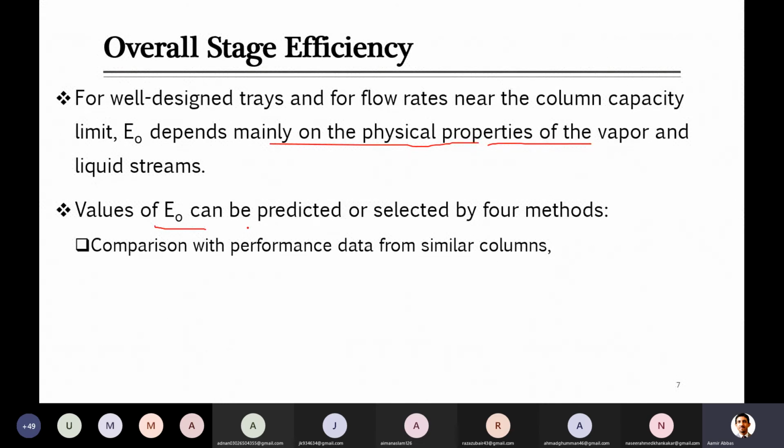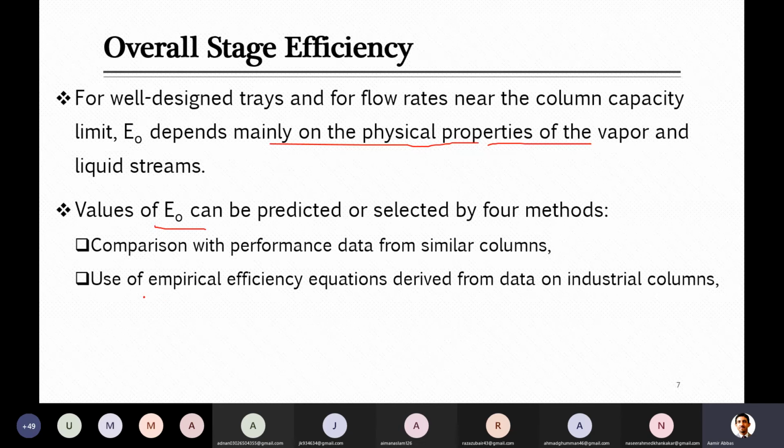For example, you were absorbing light gases with the help of heavy oil. So the next equipment which we are going to design and want to compare, we should compare with a similar kind of system which is already installed. So the next method is to use empirical efficiency equations which are derived from data on industrial columns.